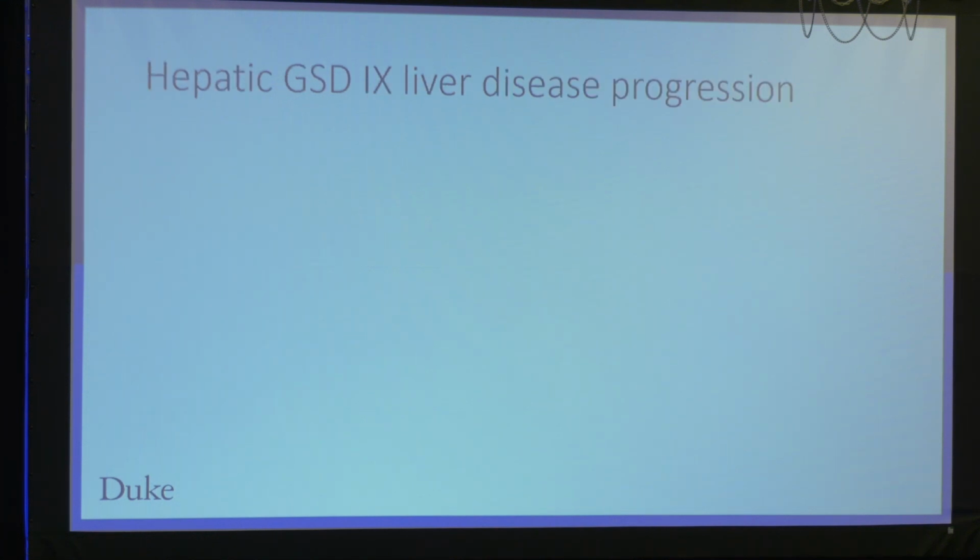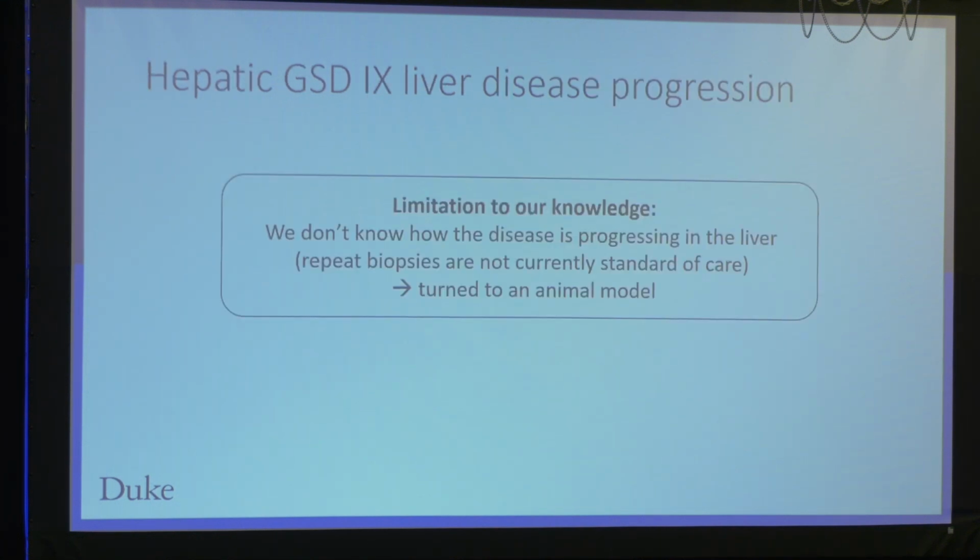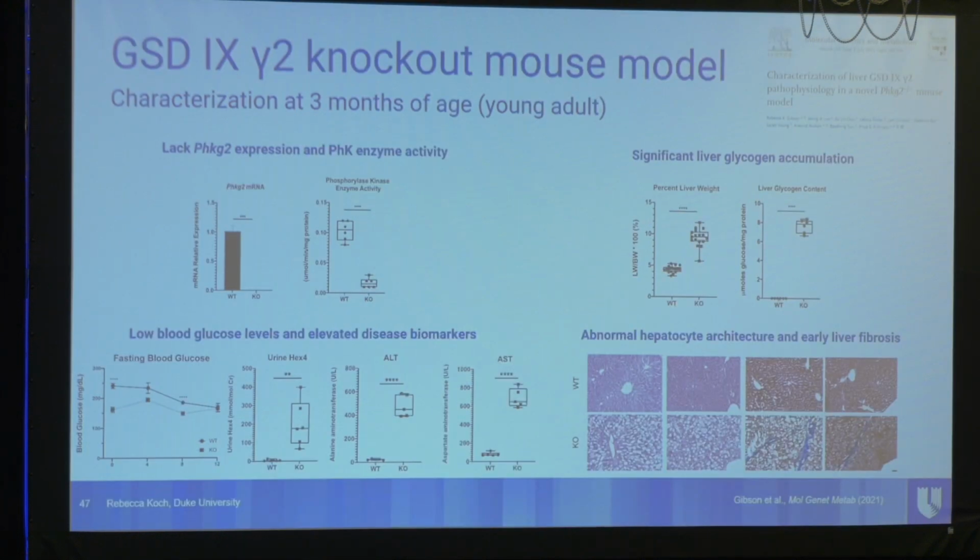So in terms of this liver disease progression, one of our limitations is we can't really keep going on and biopsying our patients. But on the other hand, there could be animal models or mouse models that teach us. So one of our grad students at Duke actually made this GSD9C or gamma-2 knockout mouse model.